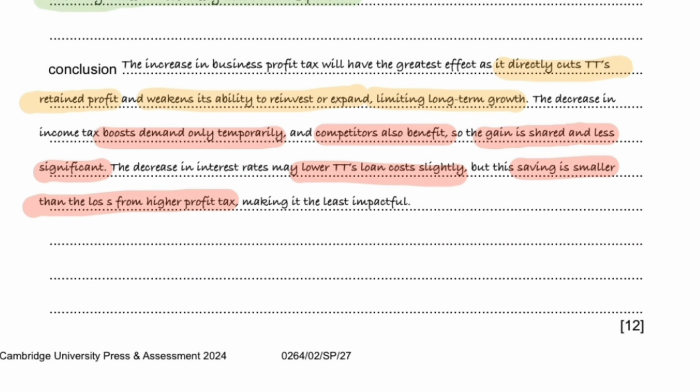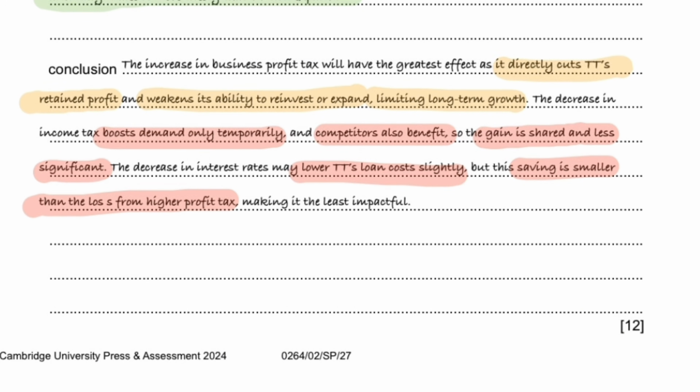The increase in business profit tax has the greatest effect, as this directly cuts TT's retained profit and weakens its ability to reinvest and expand, limiting long-term growth. So I have selected that business tax will have the greatest effect, and I have given a reason for it. A decrease in income tax may boost demand only temporarily, but competitors will also benefit. The gain is shared and is less significant. This is a justification of why a decrease in income tax is not the most effective.